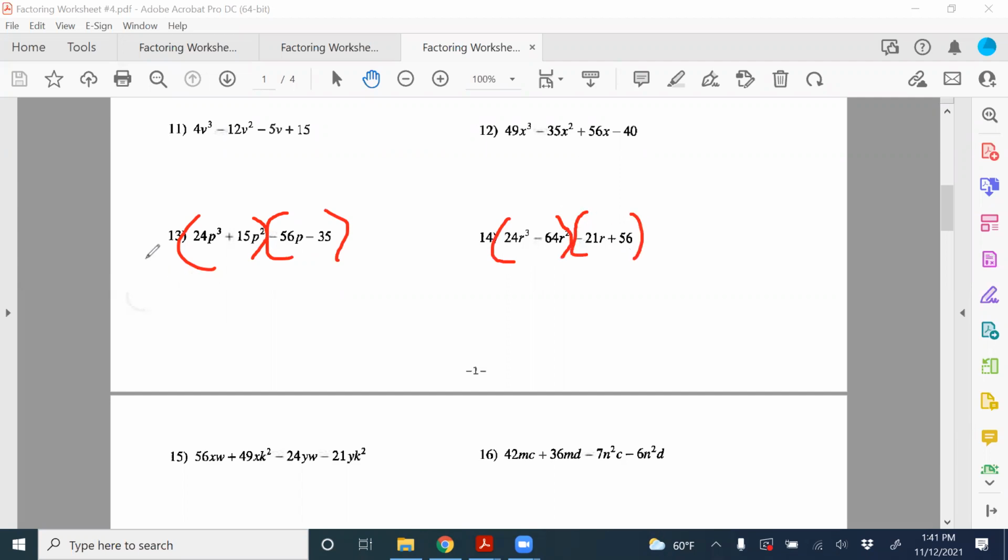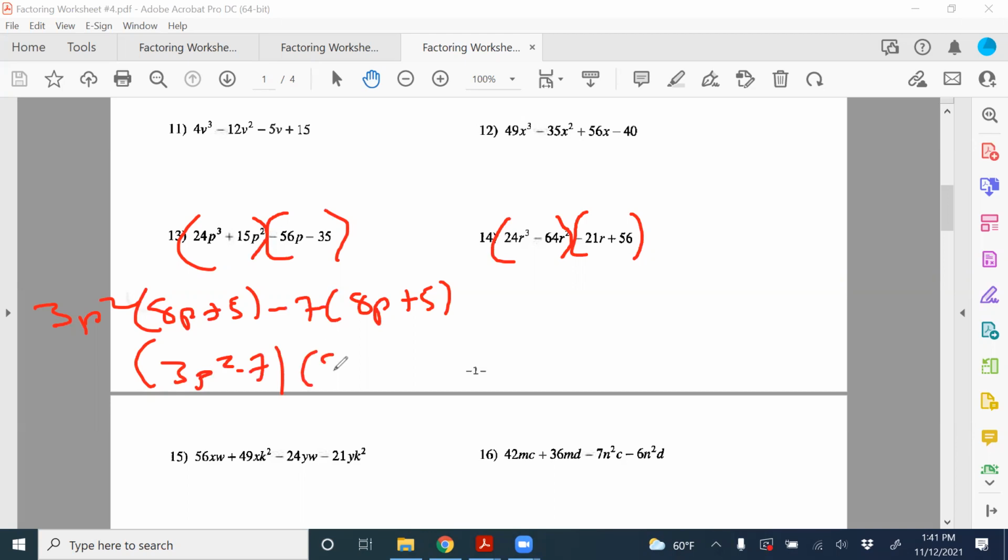So what we can pull out from the first group looks like the 3 is a common factor, resulting in p squared. Leaves behind an 8p plus 5. Here I can pull out what looks like a negative 7. And you should get an identical binomial, 8p plus 5. 3p squared minus 7, 8p plus 5.